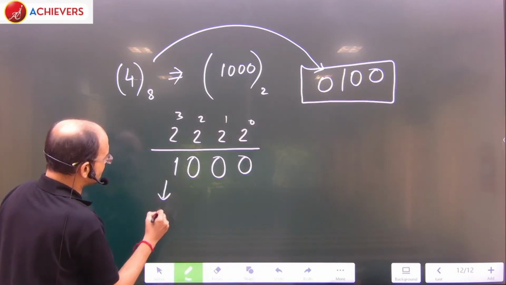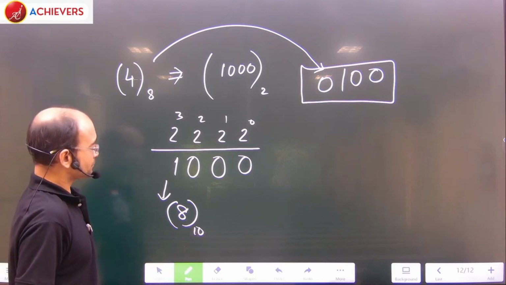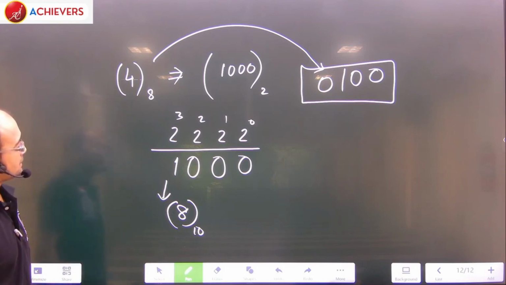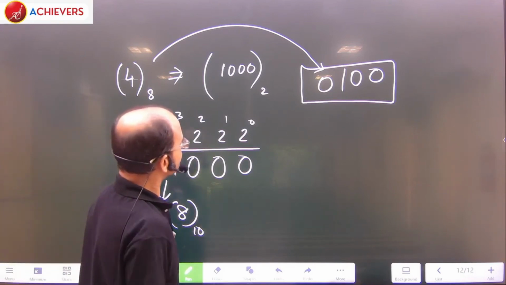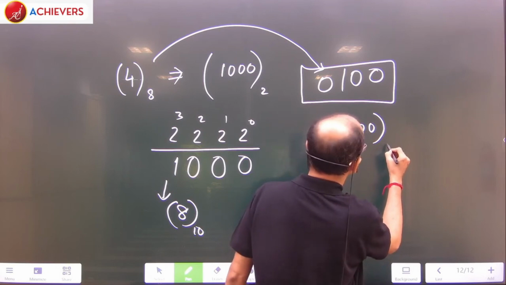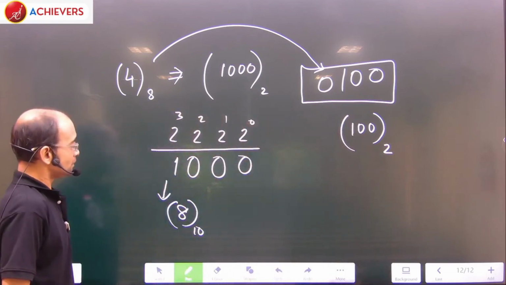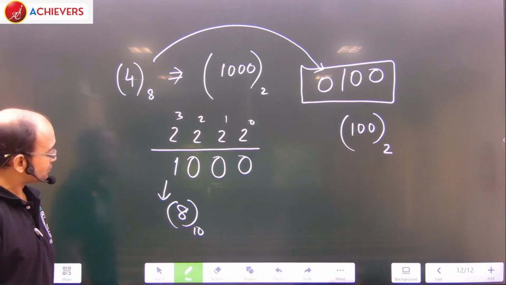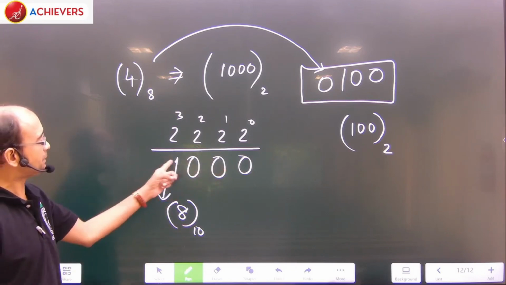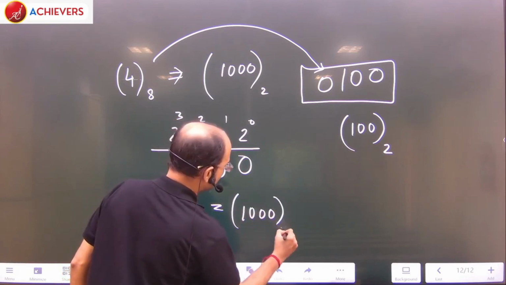In other words, this is equivalent to 8 in base 10. The base of 8 is the 10 decimal number system. So 1000 is the representation in binary.